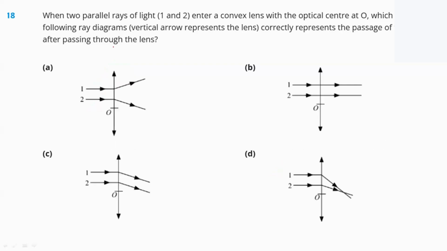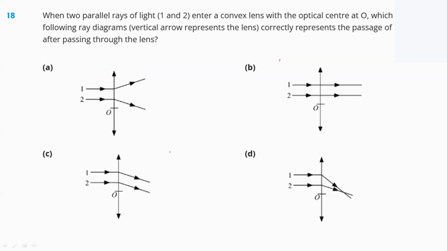Next, two parallel rays of light 1 and 2 enter a convex lens with the optical center at O. Which one of the following ray diagrams, where the vertical row represents the lens, correctly represents the passage of the rays after passing through the lens? If it is a convex lens, and convex lenses are converging lenses, isn't it? So which is the correct one?